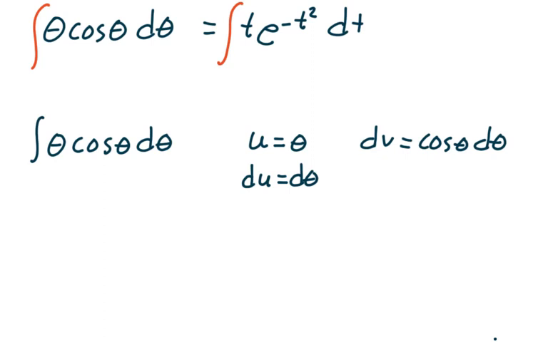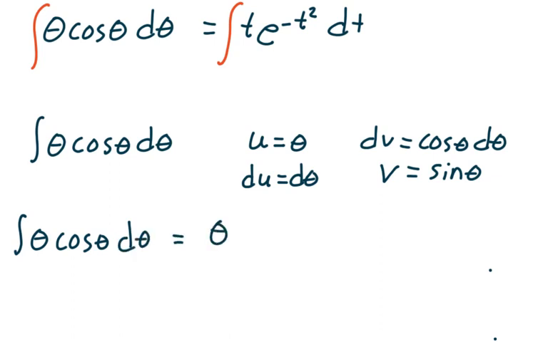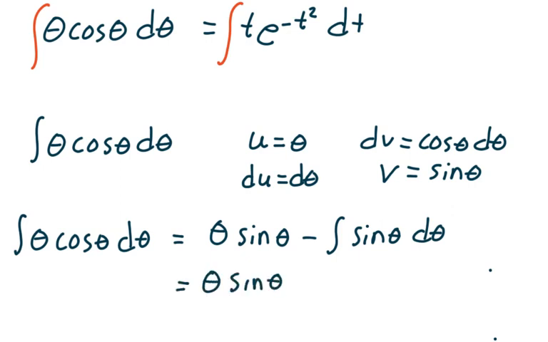Now, if I let u be theta, du is d theta, and if dv is cosine theta d theta, v is equal to sine theta. And so the integral of theta cosine theta d theta is theta sine theta minus the integral of sine theta d theta, which is theta sine theta plus cosine theta, and we'll call this constant C1. Okay? Now that's the left side.